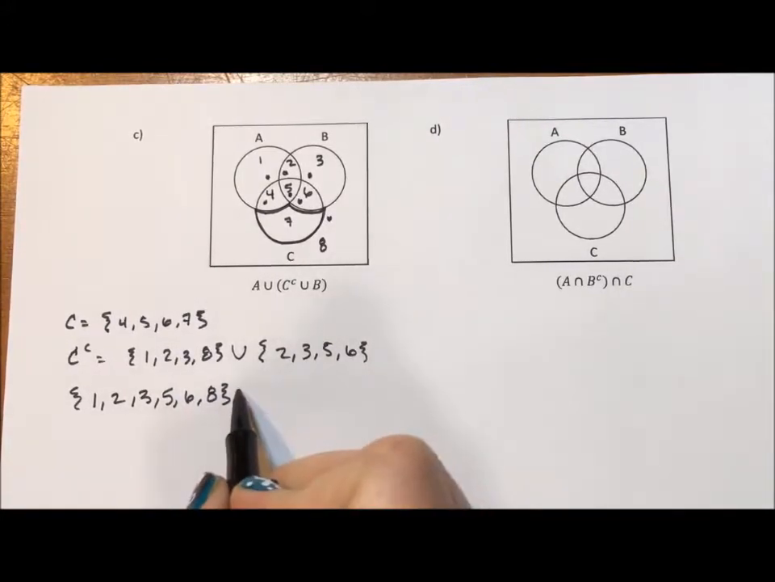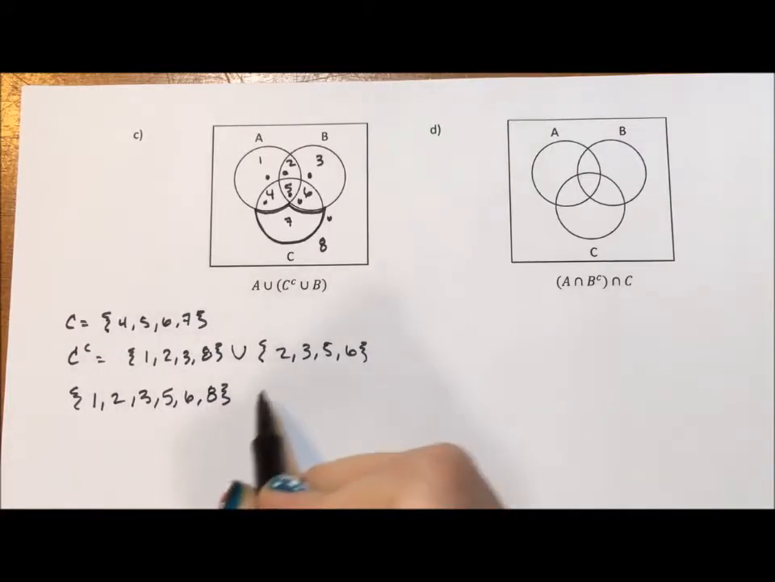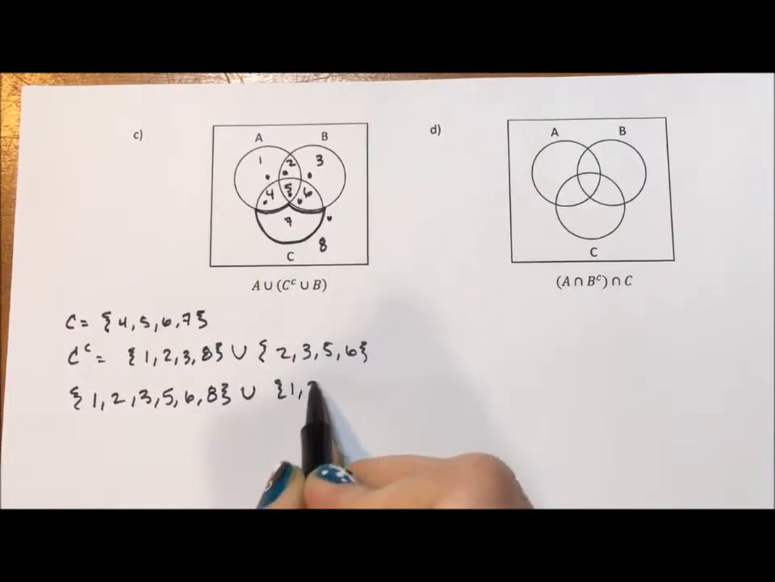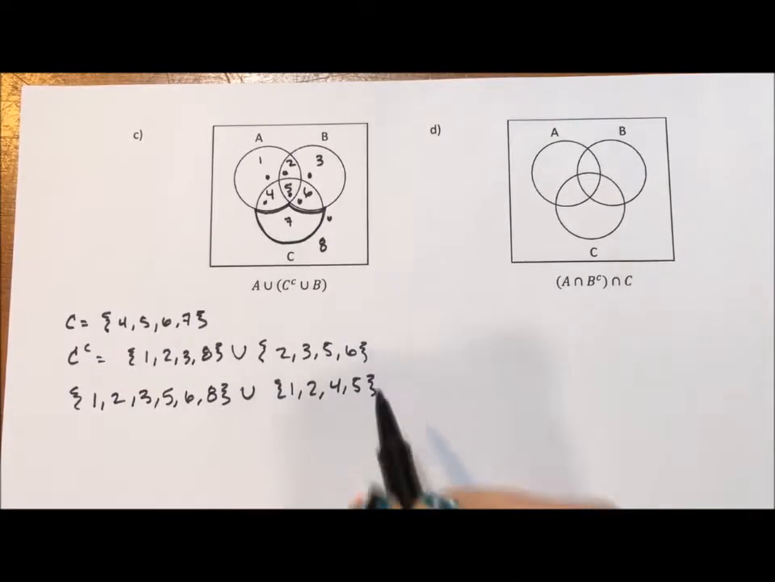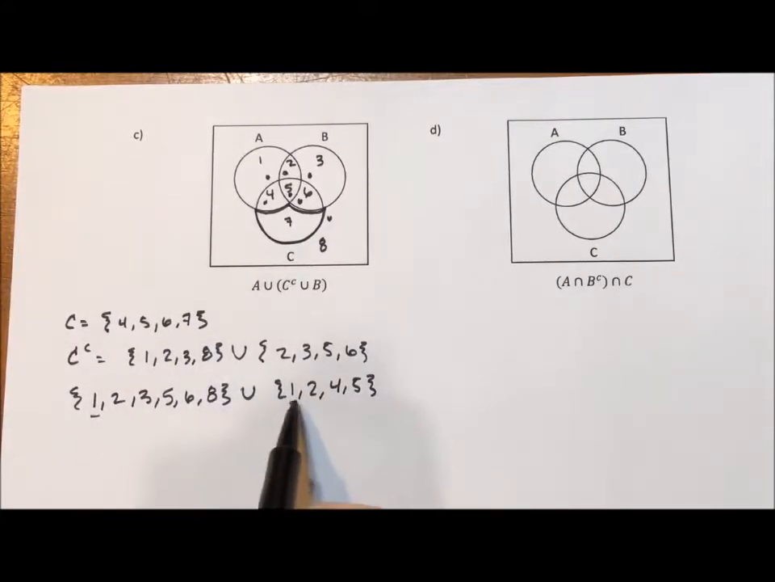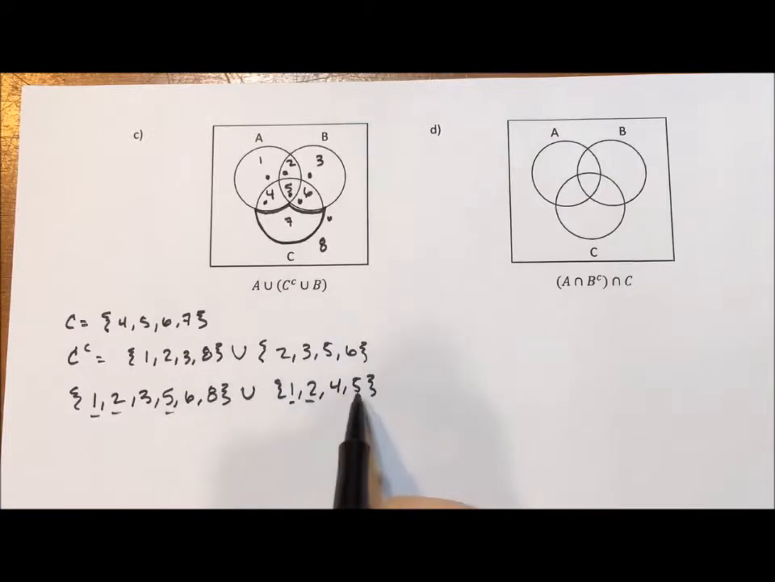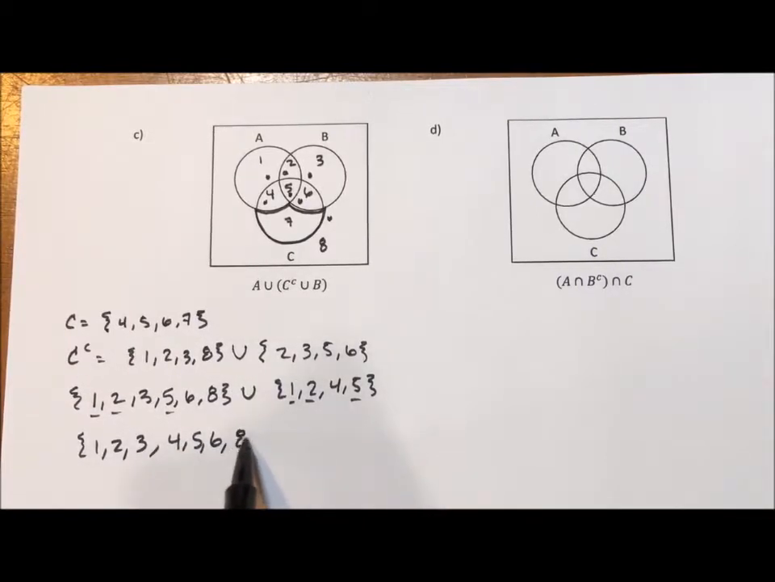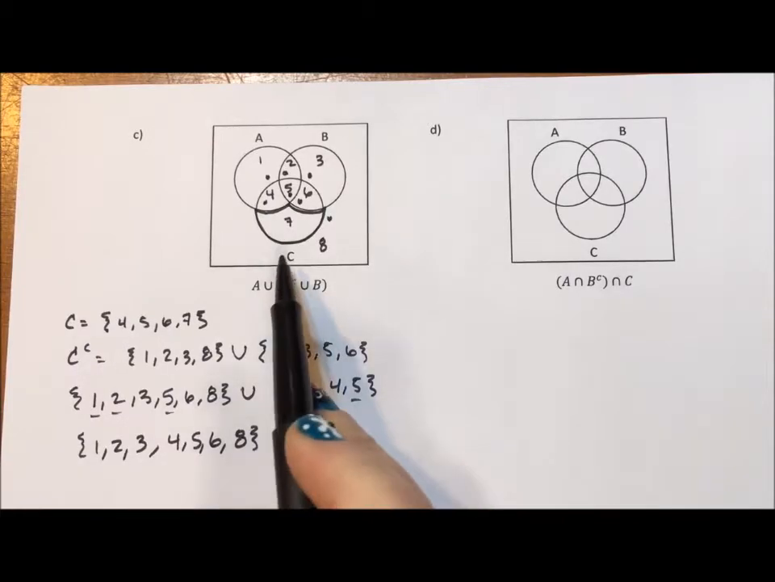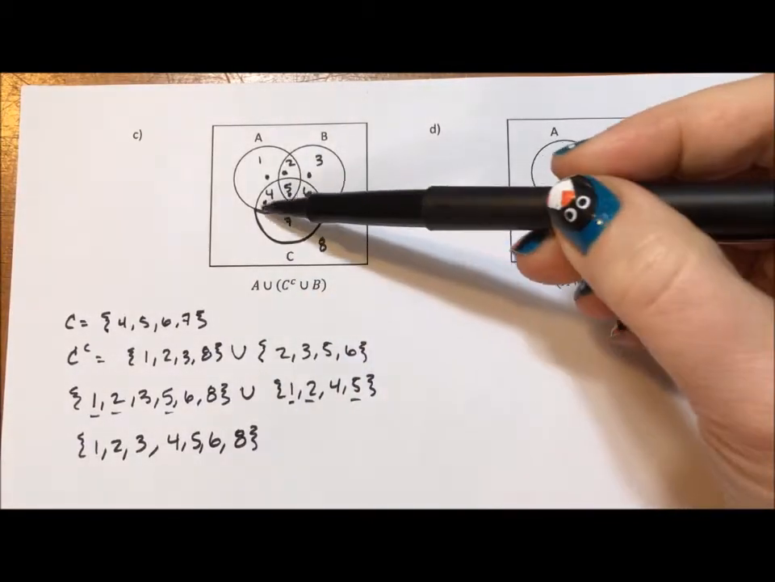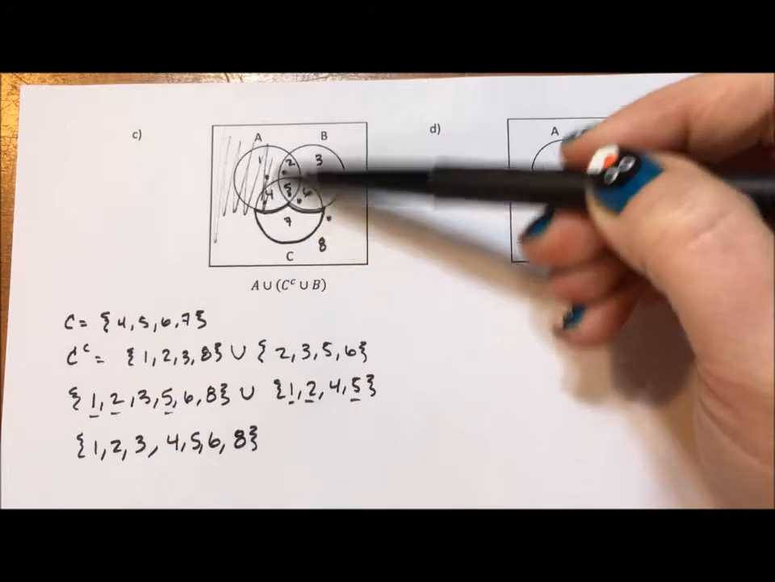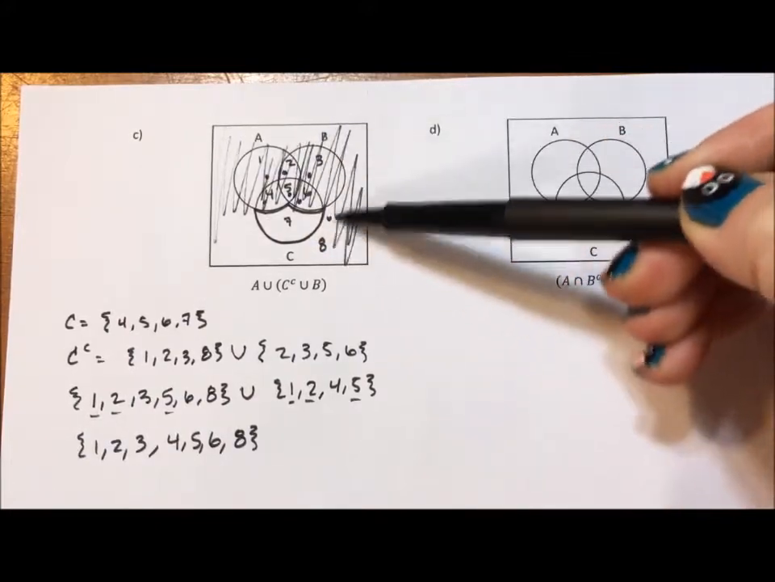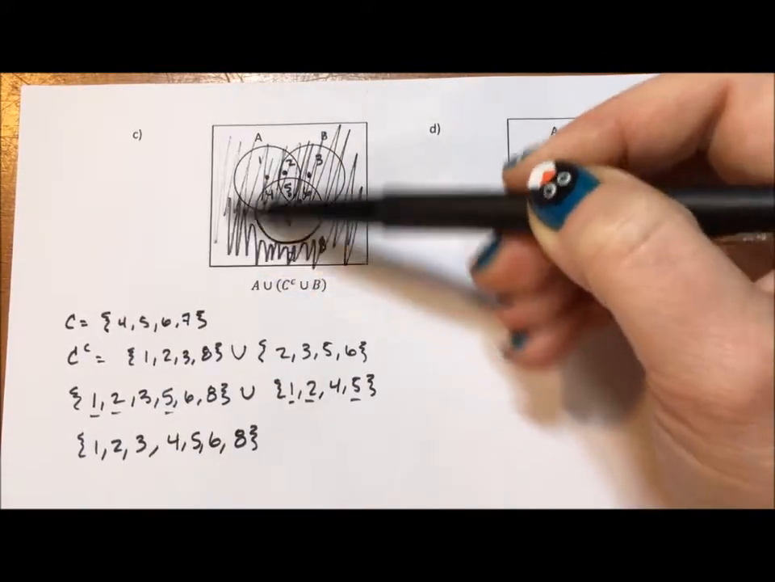We want to join that union with A. 1, 2, 4, 5. Well, they both have a 1, they both have a 2, they both have a 5. So essentially all we're bringing into the picture now is 4. So we have 1, 2, 3, 4, 5, 6, and 8. Everything but 7, which is what we had before when we did it with the dots, everything but this funky shape. So everything else should get shaded in.